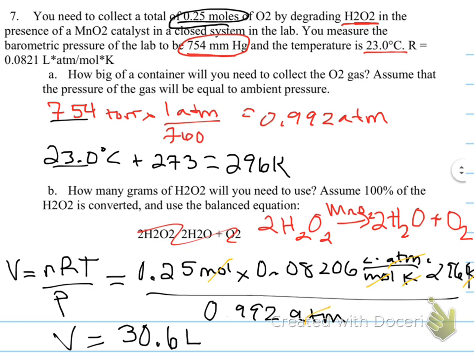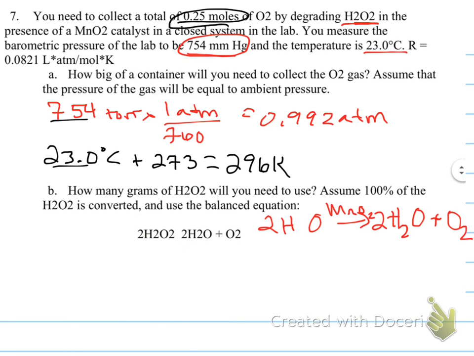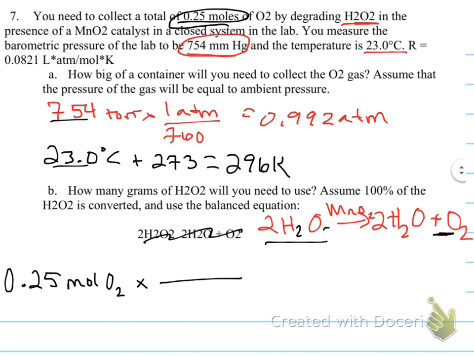Okay, the next question is how many grams of hydrogen peroxide do I need? Okay, so I know I need 0.25 moles of O2. So this is a stoichiometry problem. I need the balanced reaction. 1 O2 for every, where did my 2's go? 2 H2O2s. So 2 H2O2s for 1 O2.